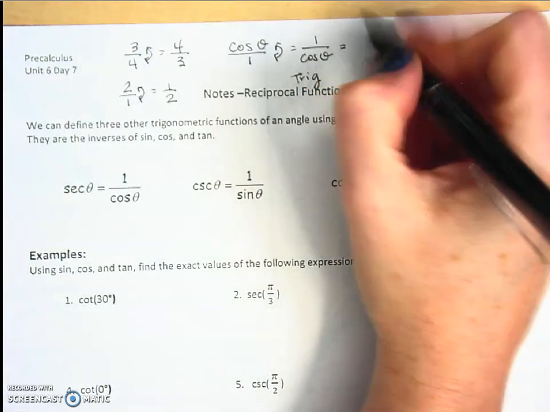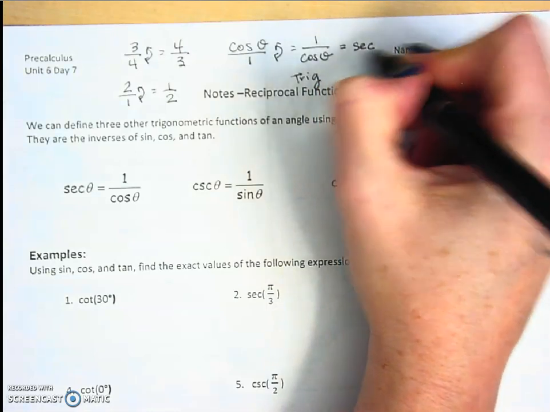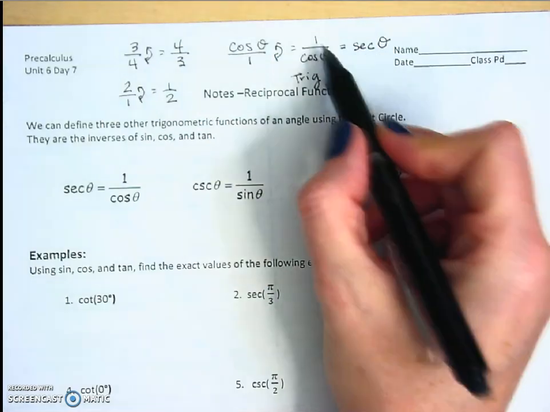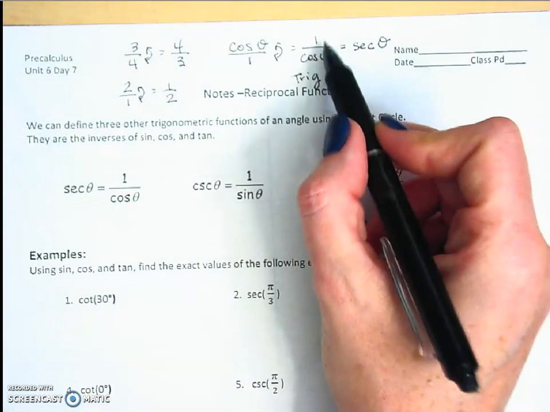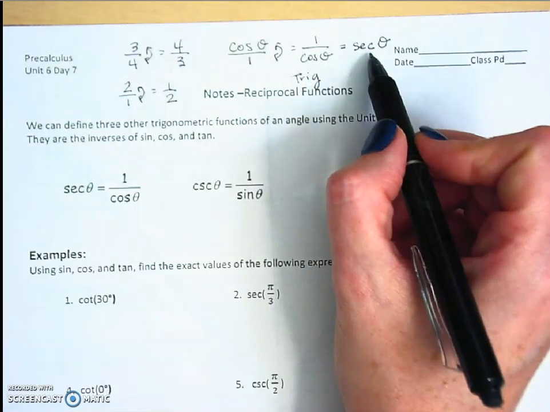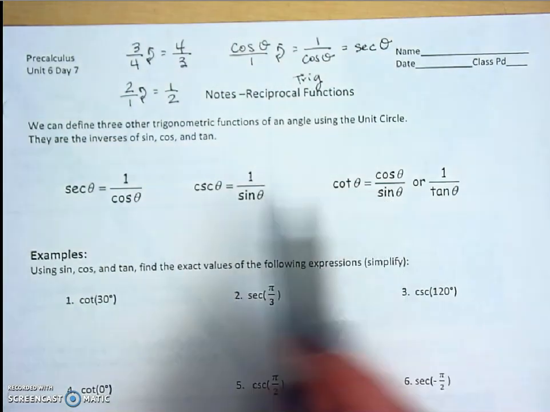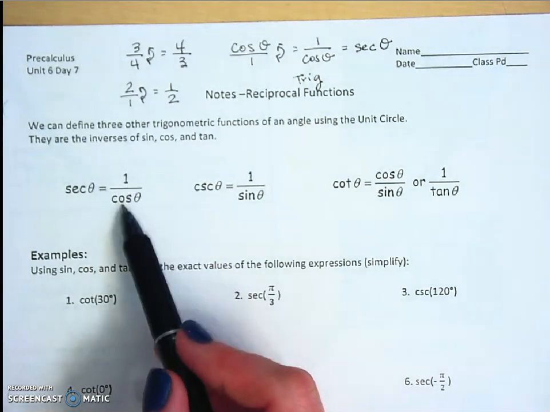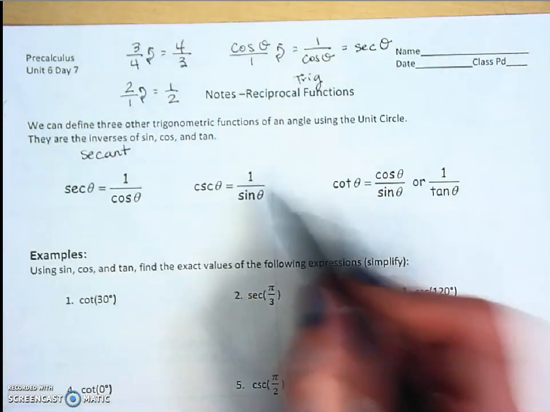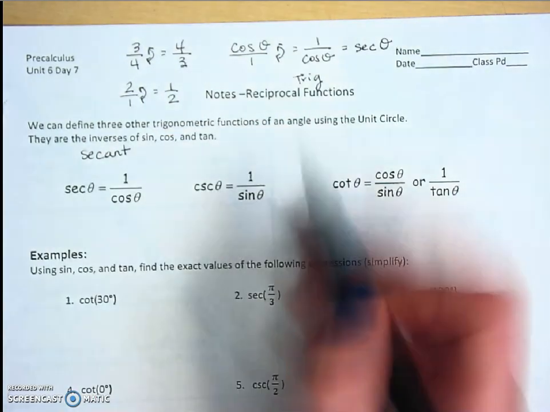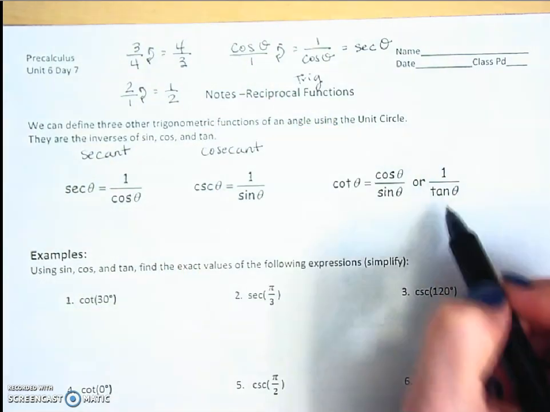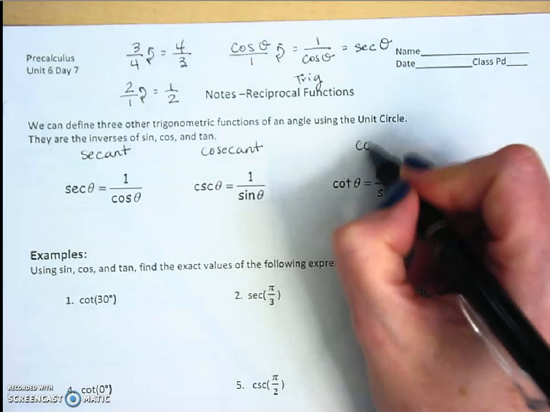The inverse of cosine is called secant. We use SEC for the shortcut. So 1 over cosine, the reciprocal function for cosine, is called secant. So down here we have the 3 standard forms. Reciprocal of cosine is called secant. The reciprocal of sine is cosecant. And the reciprocal of tangent is cotangent.